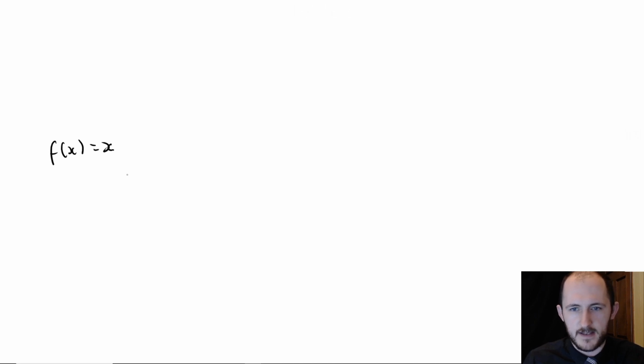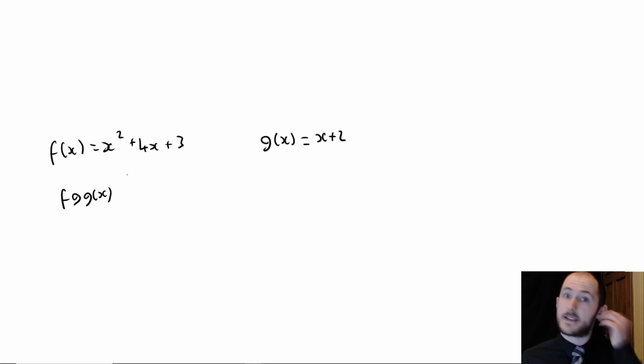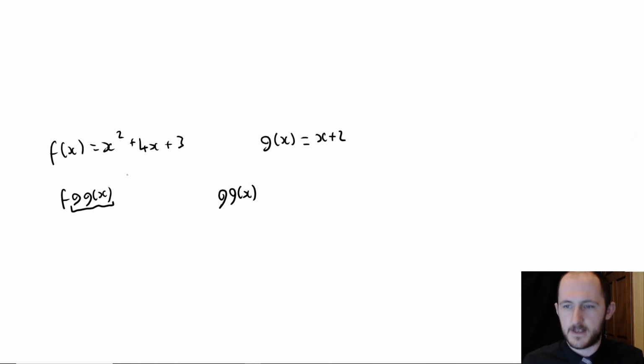Okay, so we have f of x equals x squared plus 4x plus 3, and g of x is x plus 2. Our goal is to find f of g of g of x. The way I would tackle this problem is I'll take them two at a time. So you want to work out g of g of x and then sub that into f of x. So let's work that out.